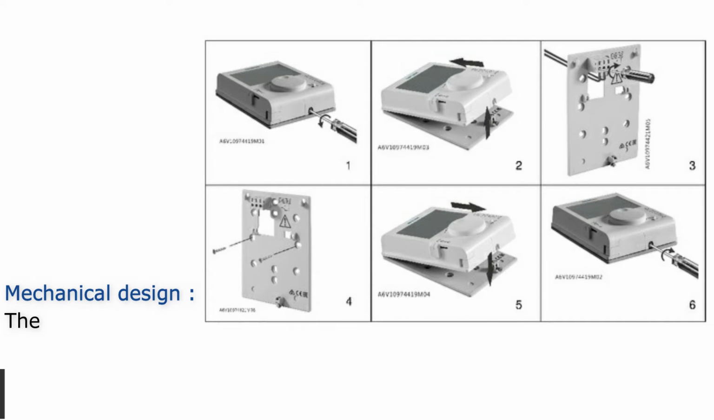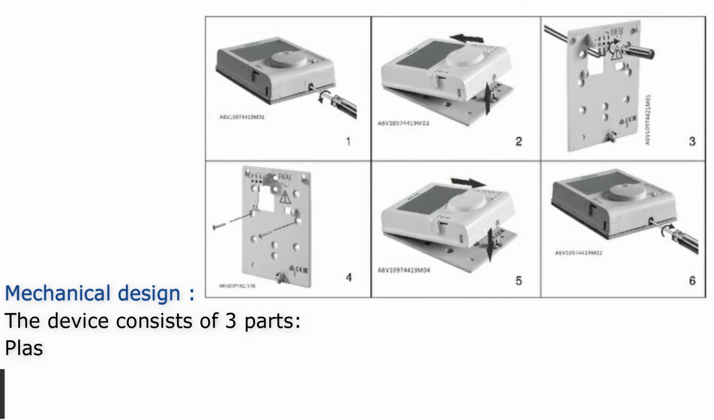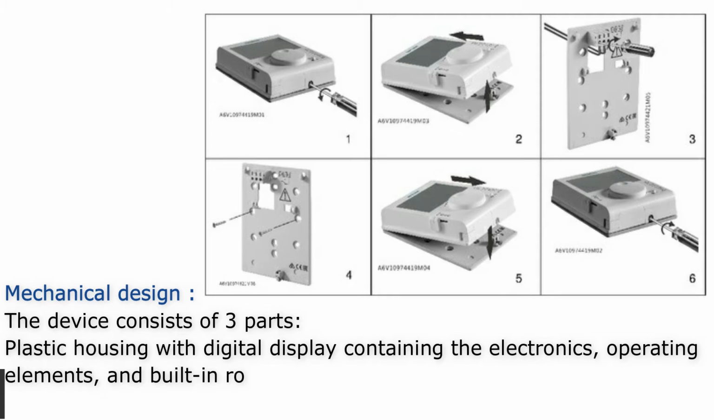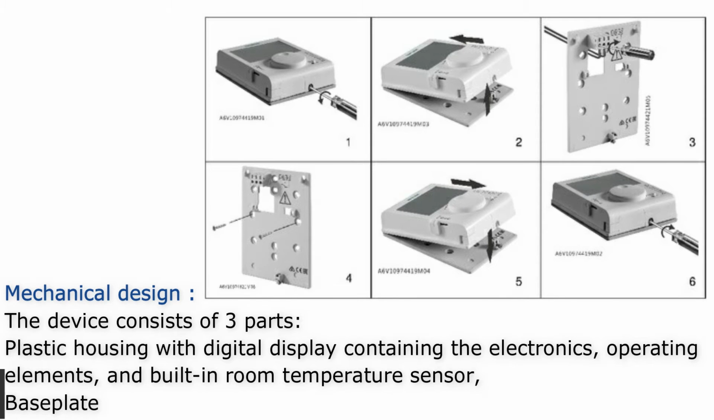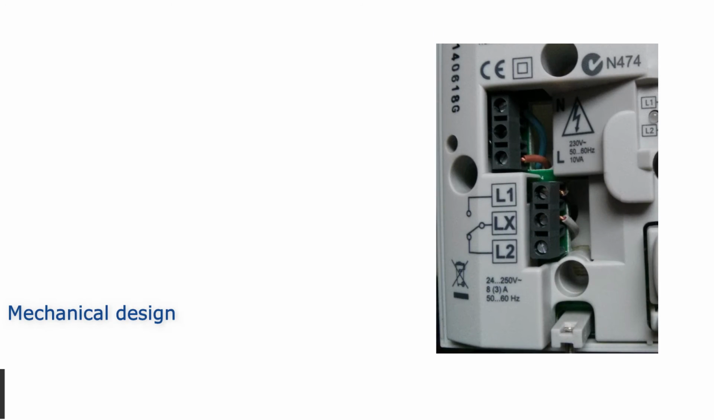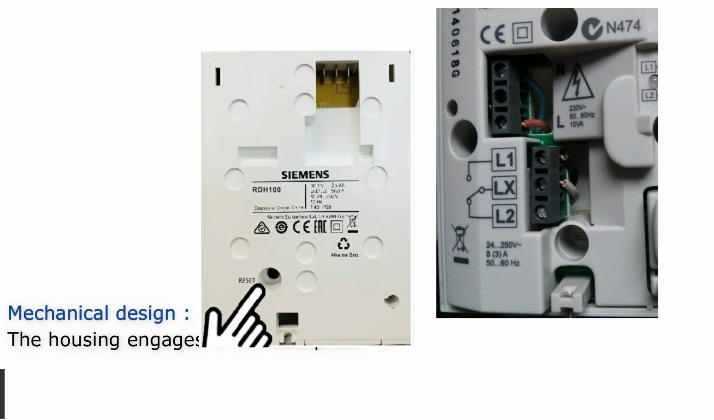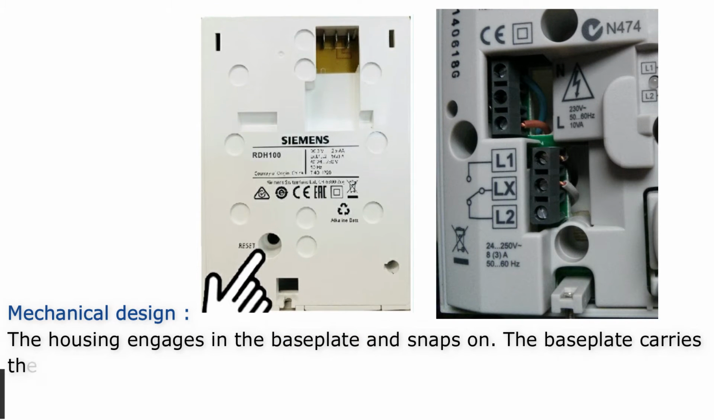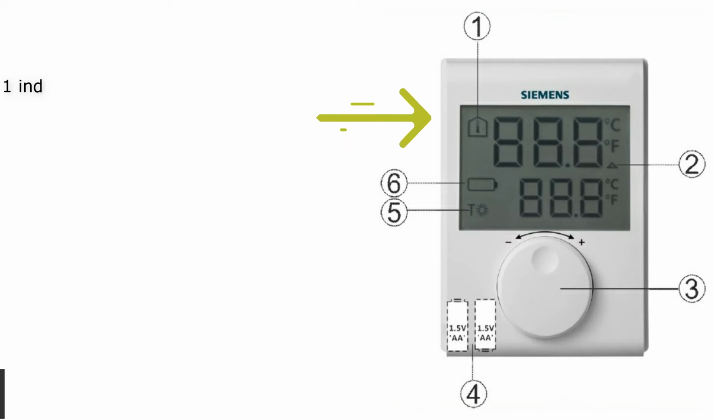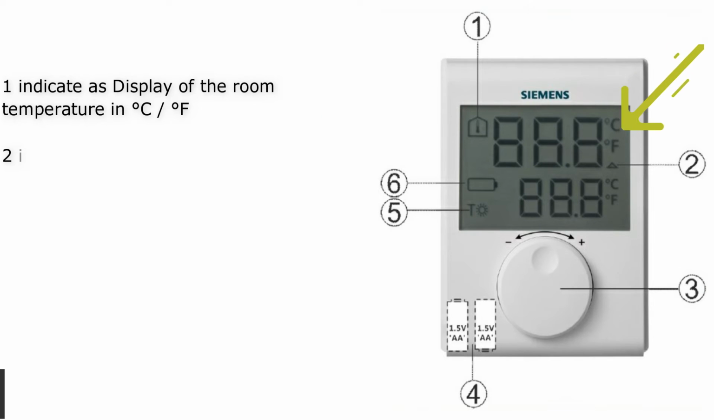Mechanical design. The device consists of 3 parts. Plastic housing with digital display containing the electronics, operating elements, and built-in room temperature sensor. Baseplate, mounting base. Battery compartment. The housing engages in the baseplate and snaps on. The baseplate carries the screw terminals. There is a reset button on the rear of the device. The device is maintenance-free.